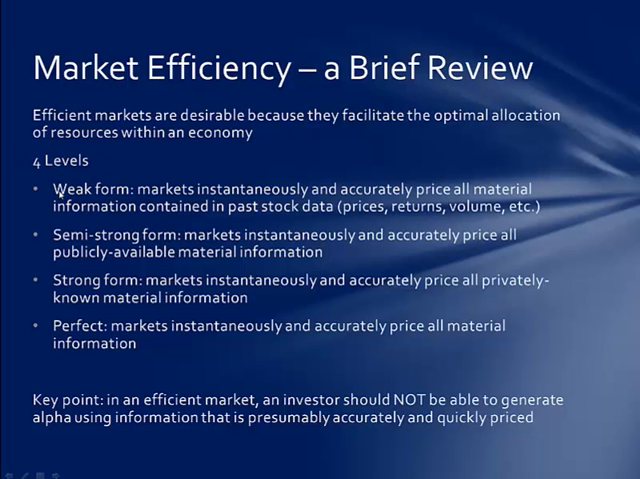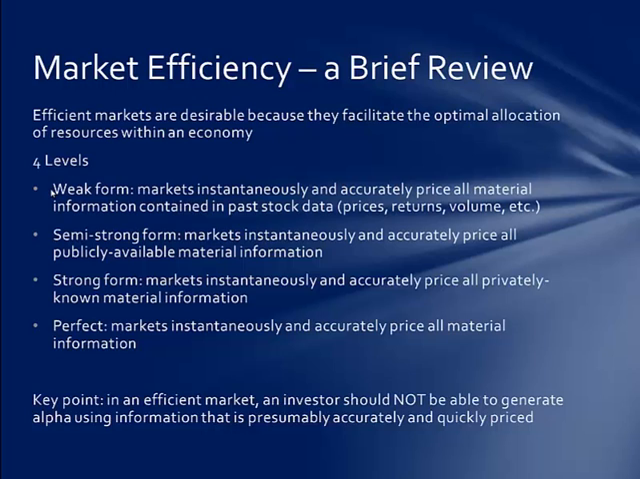The first level is weak form market efficiency. A market that is weak form efficient will nearly instantaneously and largely accurately price all material information contained in past stock data. So if you look at any past prices, returns, volume, or any other past stock return data, a market that is weak form efficient will have all of that information captured into the current prices.